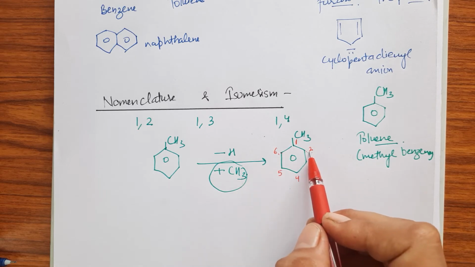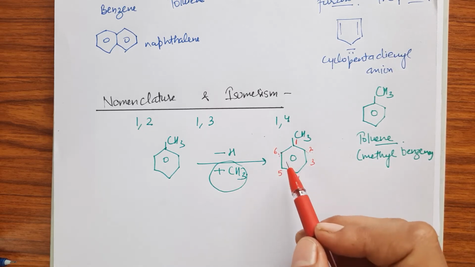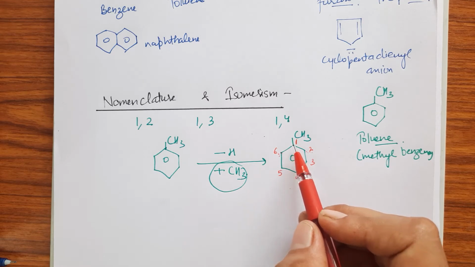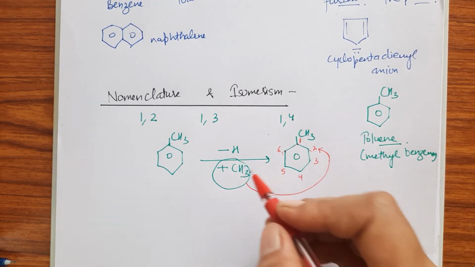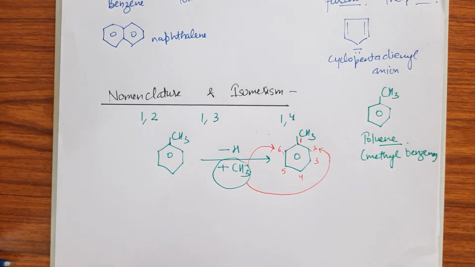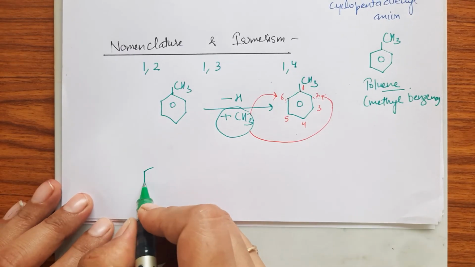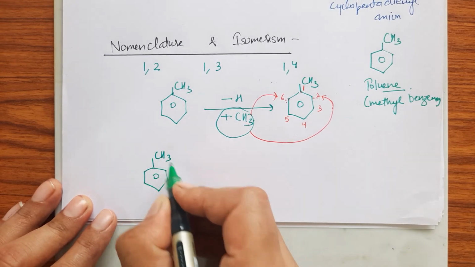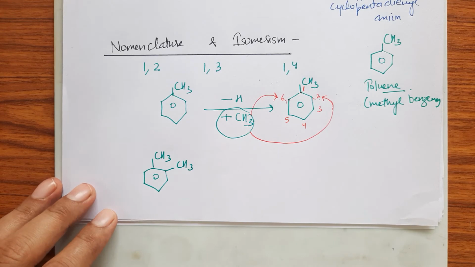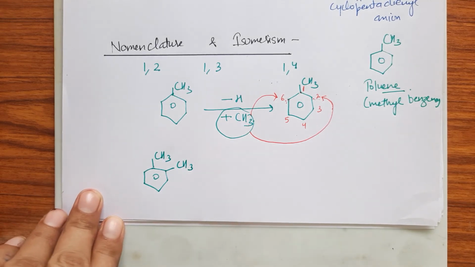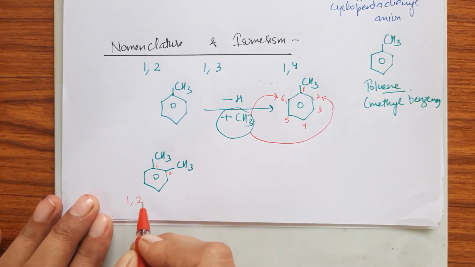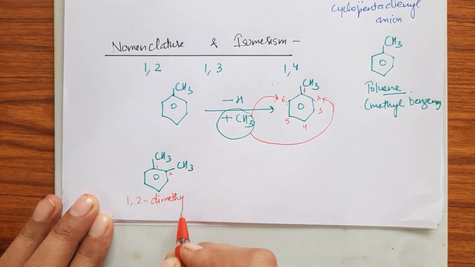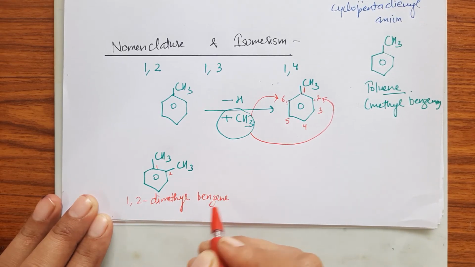If CH3 is attached to position 2 or 6, they will be the same, because this is one carbon and they both are adjacent to the first carbon, right? So let it attach to this position or this position. What will be the product if the CH3 group is attached to this position? It will be CH3, CH3, right? And the name of this compound is 1,2-dimethyl benzene, right? This is position one, this is position two. 1,2-dimethyl benzene. This is the IUPAC name, right?